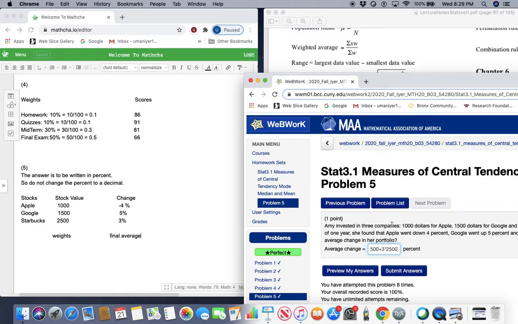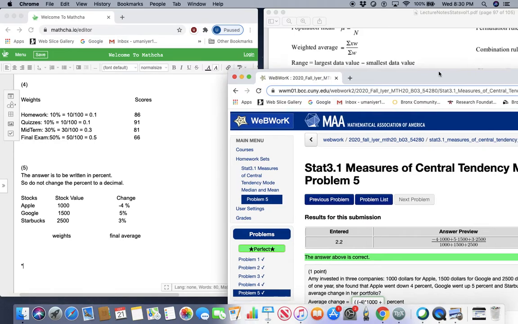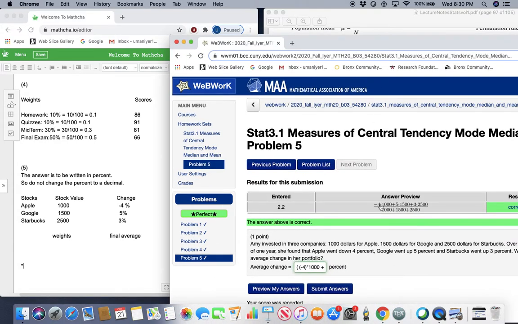So notice in WebWork, times is denoted by the star. I hope it's clear. Star is this guy. Okay, this symbol. This symbol represents multiplication in WebWork. So I have just submitted that. Let's see what happens. Everything is good. Okay. Change times weight. Change times weight. Change times weight over weight plus weight plus weight.